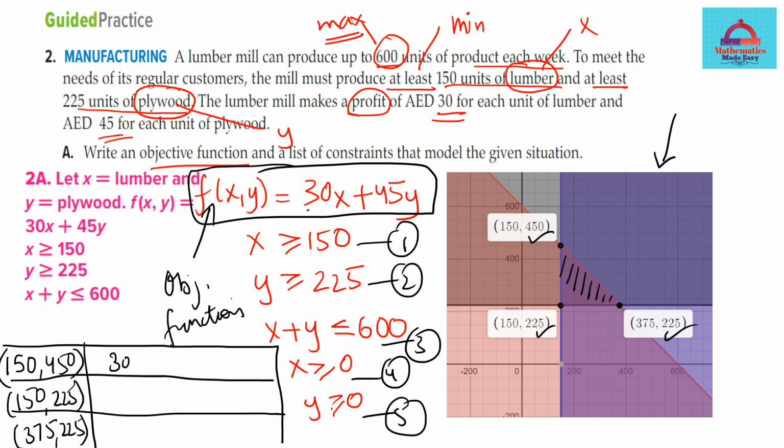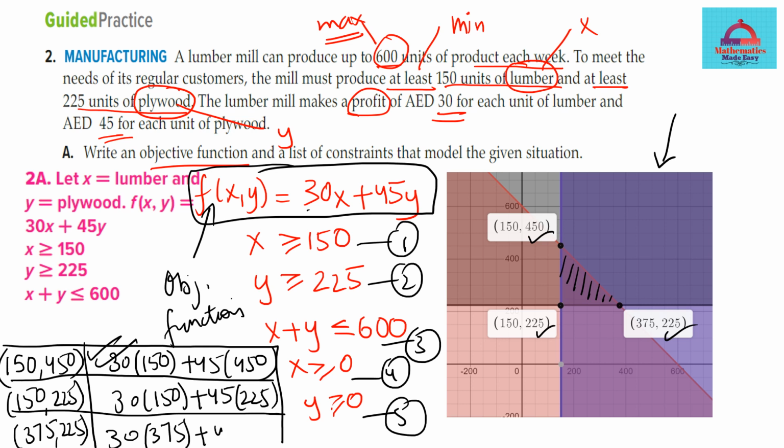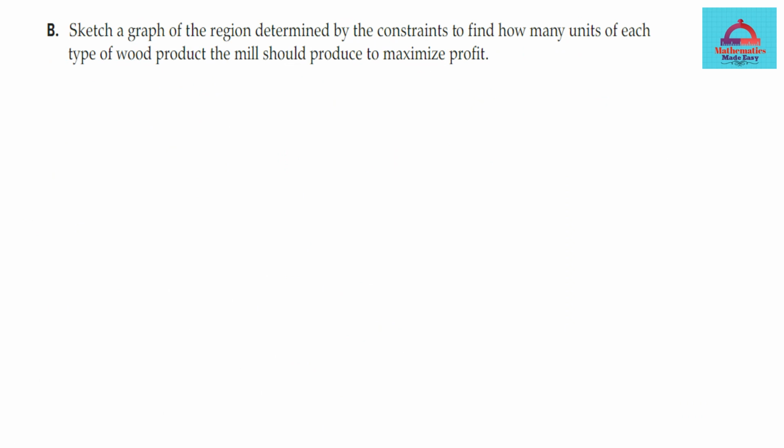So this will give you 30 times 150 plus 45 times 450. This will give 30 times 150 plus 45 times 225. So out of both of these, definitely this is maximum. Let's compare the last one also. So 30 times 375 plus 45 times 225. So calculate all of these numbers to get the maximum.